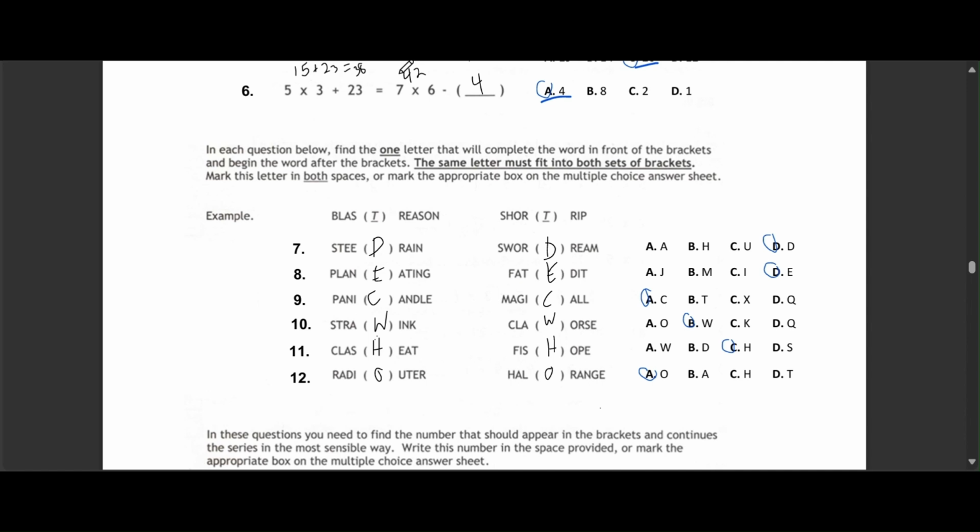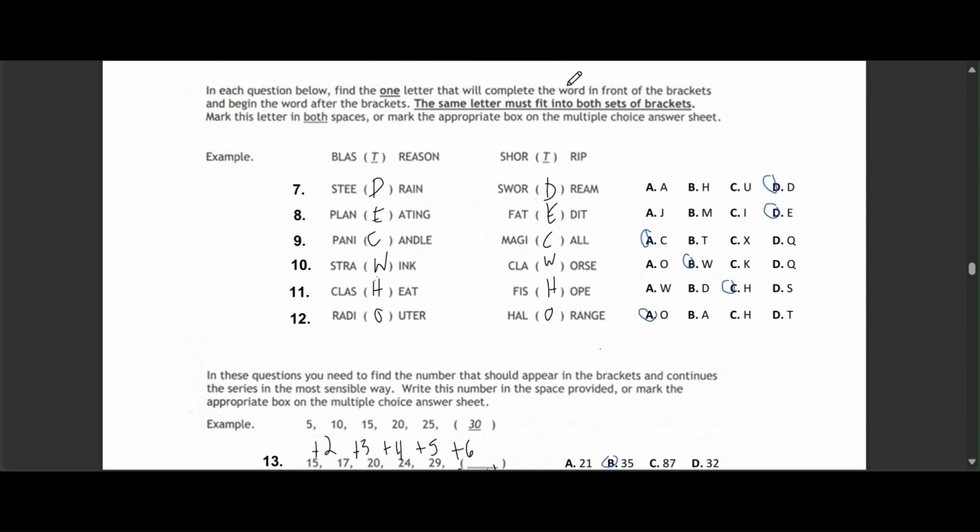Now 7 times 6, that's 7 groups of 6, equals 42. The question is, what do we take away from 42 to end up with 38? The answer is 4. So if we chose option B, that would give us 34, which is too low. If we chose option C, that's 40, which is too high. And if we chose option D, we'd get 41, still too high. Thus, the correct answer is A, 4.